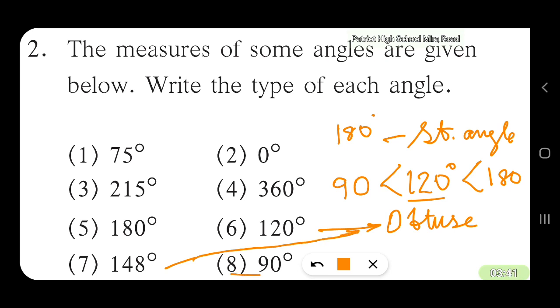90 degrees. 90 degrees is exactly a right angle. 90 degrees is a right angle.